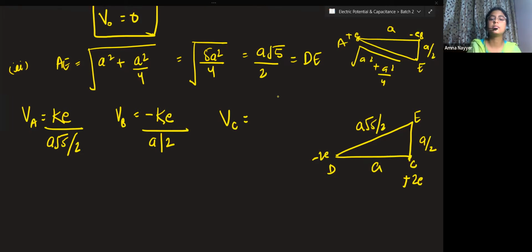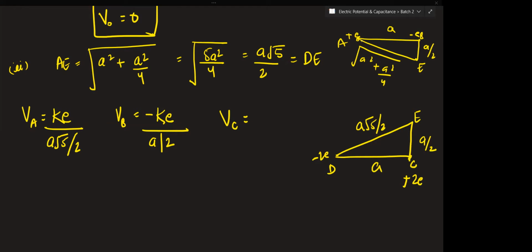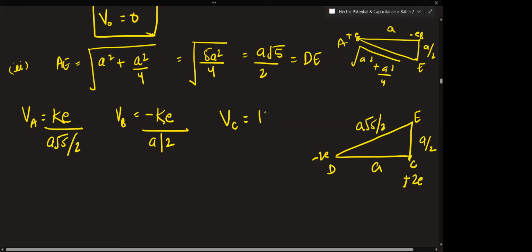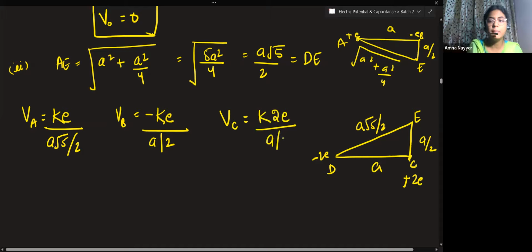Yes, Fatima, what is the potential at point C? Dictate it to me. Yes, Fatima? K times 2E divided by A by 2. Divided by A by 2, correct, because the separation of the charge to this point is A by 2. Good. So A, B, C we have.